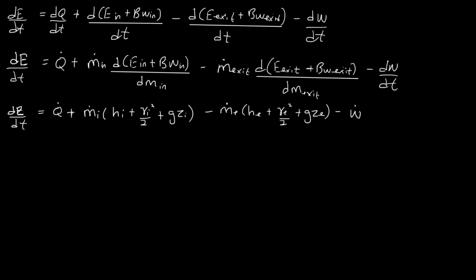So after obtaining all of these, we can write the rate of change of energy for our system as the rate of heat transfer to the system plus the mass flow rate at the inlet into enthalpy at the inlet plus the square of velocity at the inlet divided by 2 plus the acceleration due to gravity multiplied by the height of the inlet, minus the mass flow rate at the exit into the enthalpy at the exit plus the square of the velocity at the exit divided by 2 plus acceleration due to gravity multiplied by the height of the exit, minus the rate at which work is done by the system.